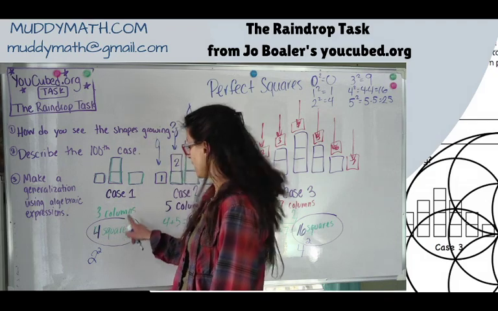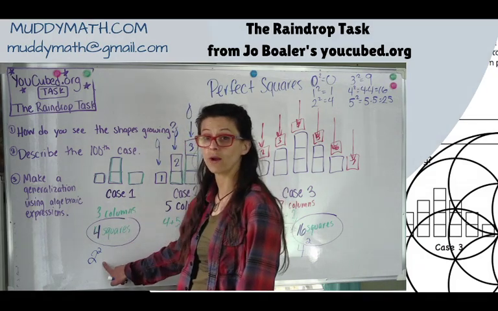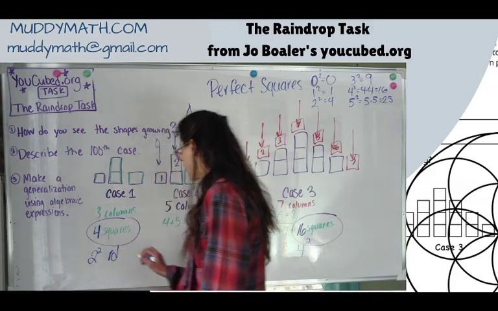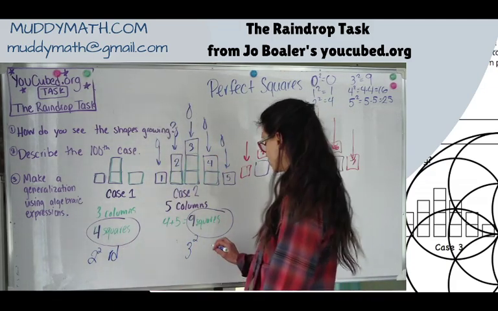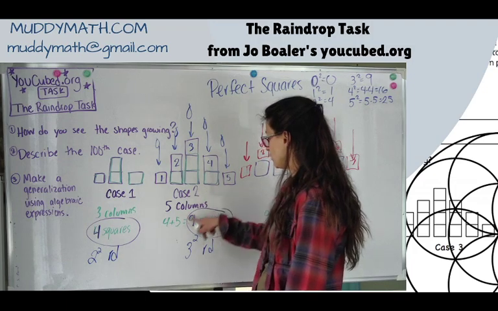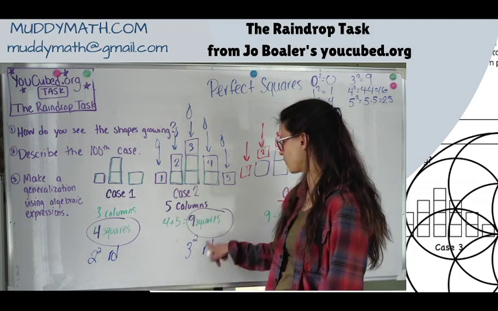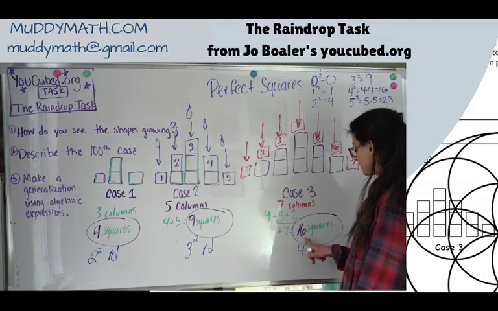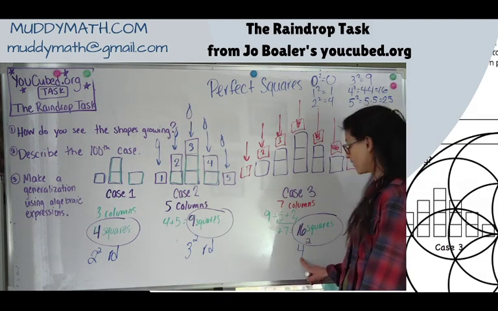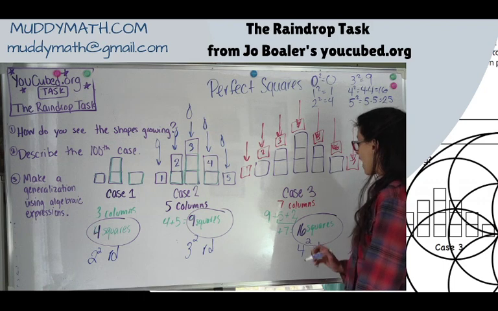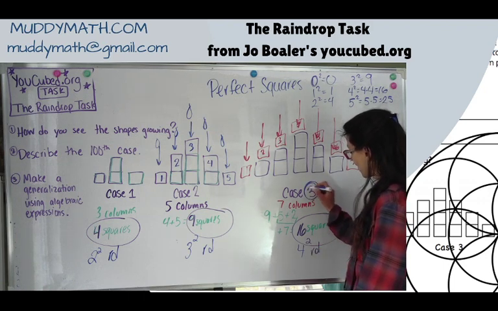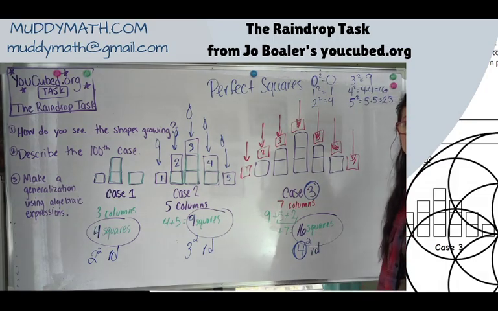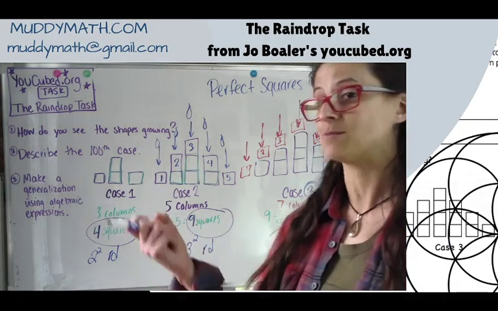Case 1, we end up with 4 squares, 2 squared squares, or raindrops, if we want to call them raindrops so that we don't use the word squared a whole bunch. So then in case 2, we have 5 columns, 9 squares, or 3 squared raindrops. Case 3, we have 7 columns, 16 squares, or 4 squared raindrops. Now I'm noticing a connection with the case number and the base of the power. A power is a numeric expression that has a base and an exponent.